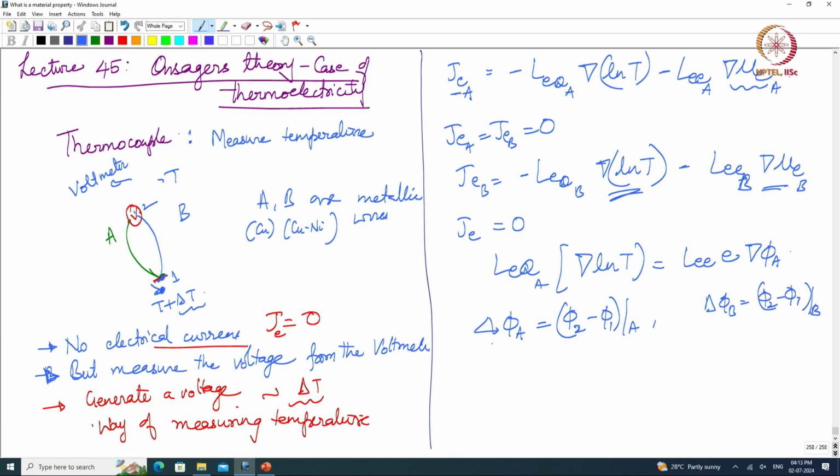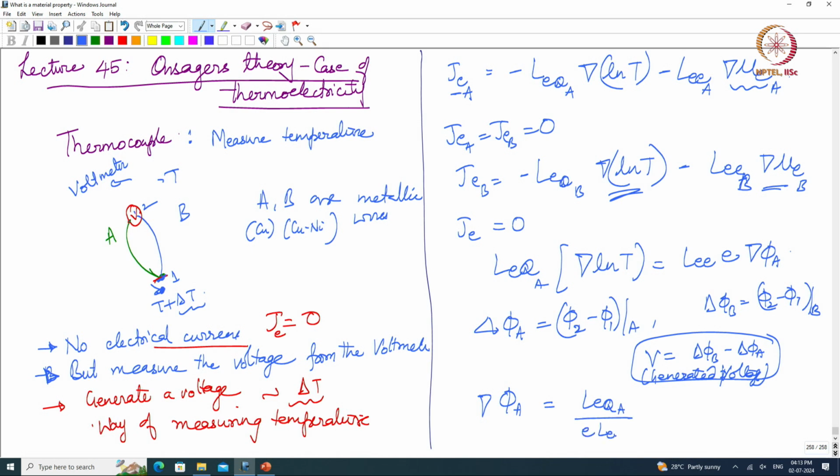So, let us look at what delta phi A is, and what I am going to find is V equal to delta phi B minus delta phi A. That is the potential that I am going to generate, the generated voltage. Now, the gradient of phi A is equal to L_EQ,A by L_EE,A times the gradient of ln T.